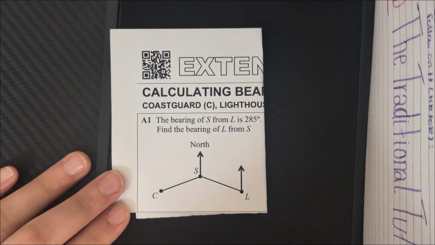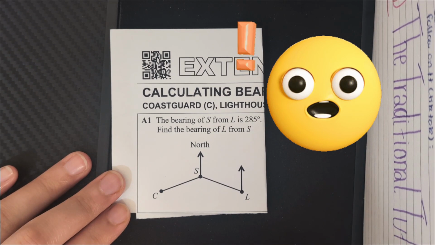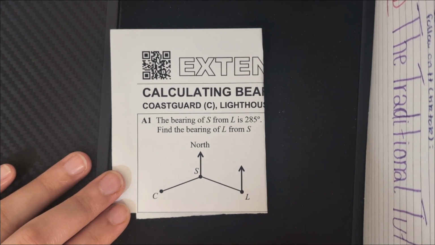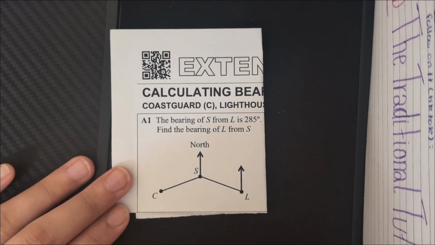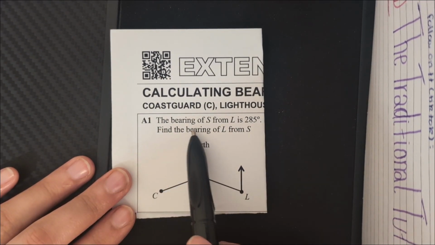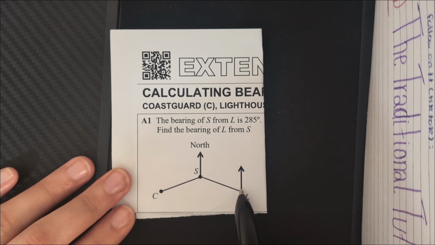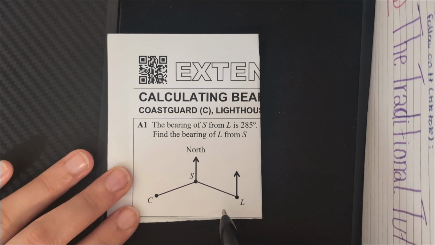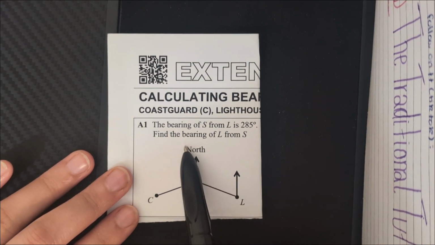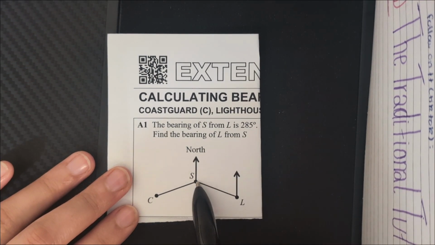Okay, so I'm back with another example. Now we're just taking things up a notch, making it slightly more harder, but still the same idea, using your angle facts to work out the missing angles. So let's read the question. The bearing of S from L is 285 degrees, and the question is find the bearing of L from S.